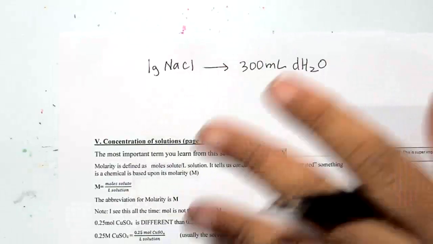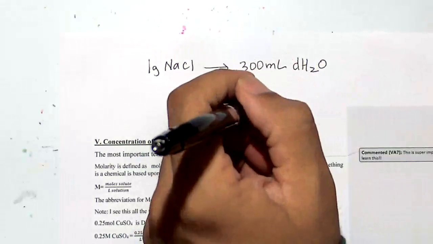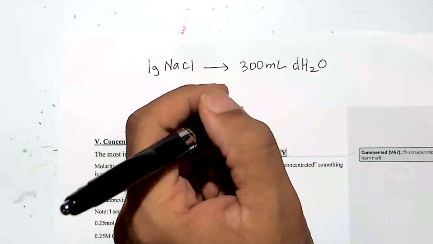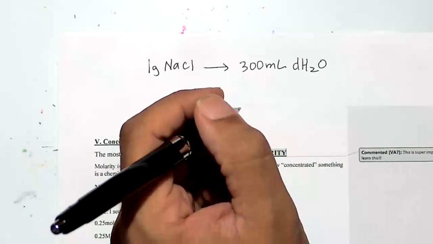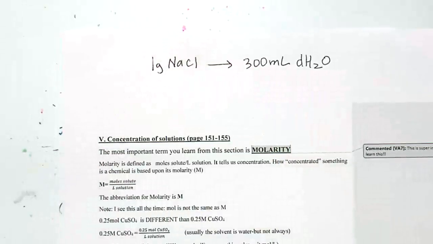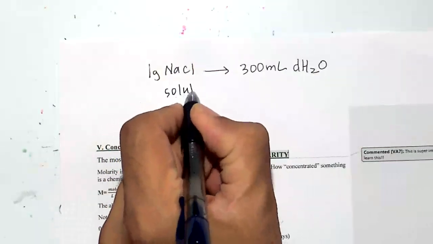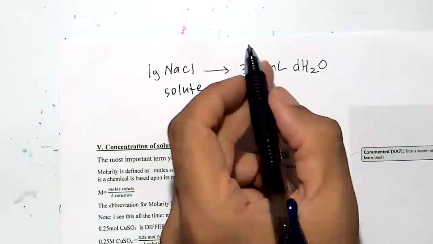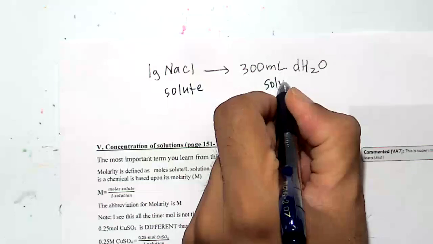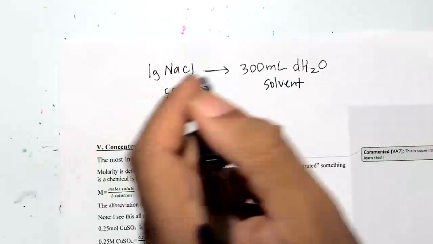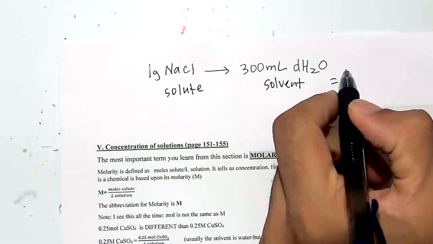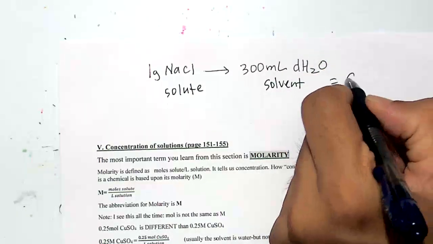So I've created a solution, didn't I? Here it is, it's inside this bottle. The solute, as we mentioned before, is sodium chloride. What is our solvent? Yep, 300 milliliters of water, and this is what I've made.